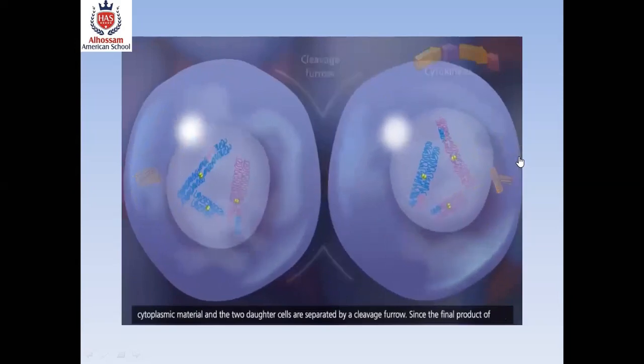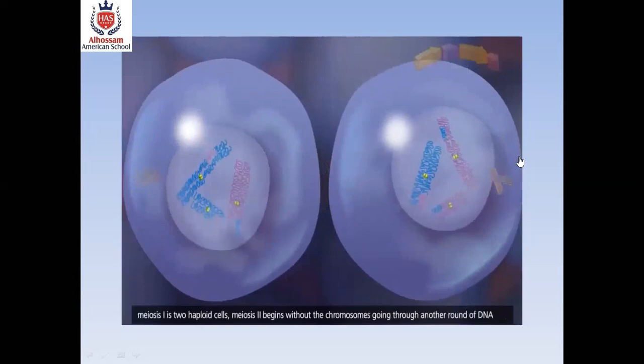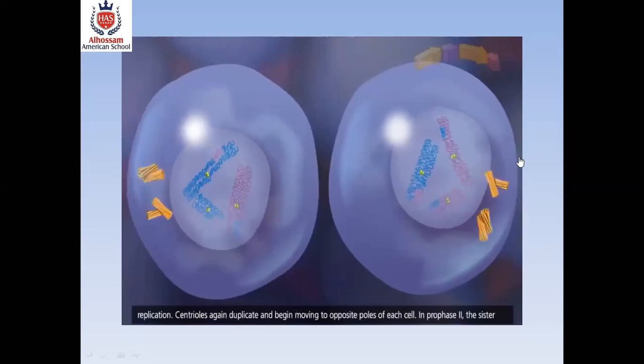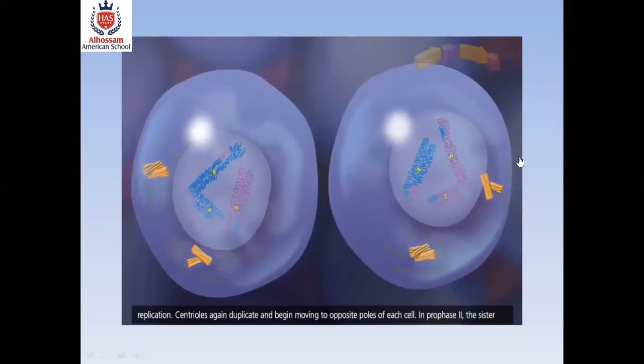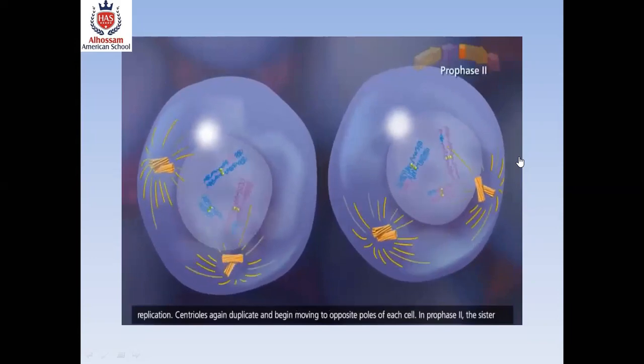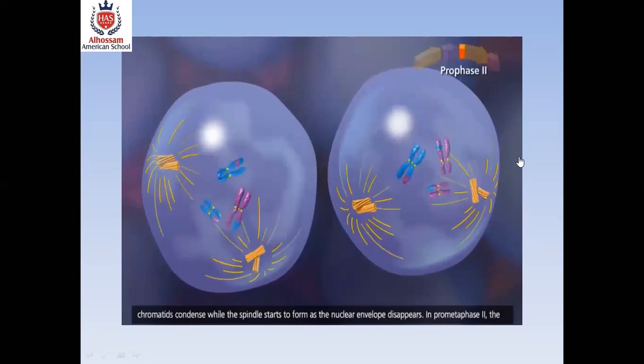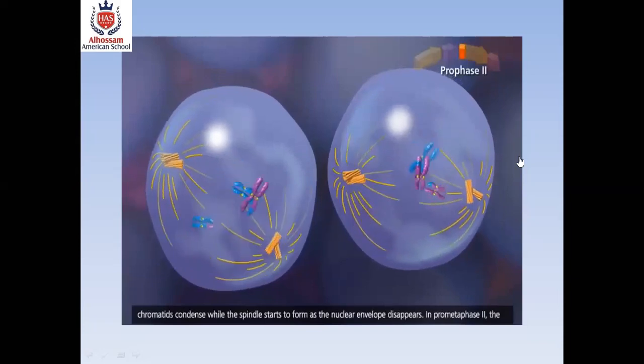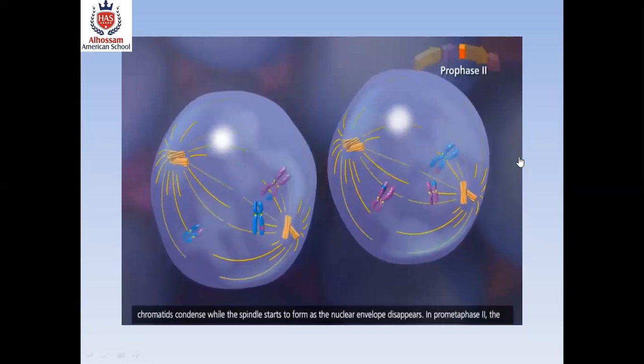Since the final product of meiosis 1 is two haploid cells, meiosis 2 begins without the chromosomes going through another round of DNA replication. Centrioles again duplicate and begin moving to opposite poles of each cell. In prophase 2, the sister chromatids condense while the spindle starts to form as the nuclear envelope disappears.